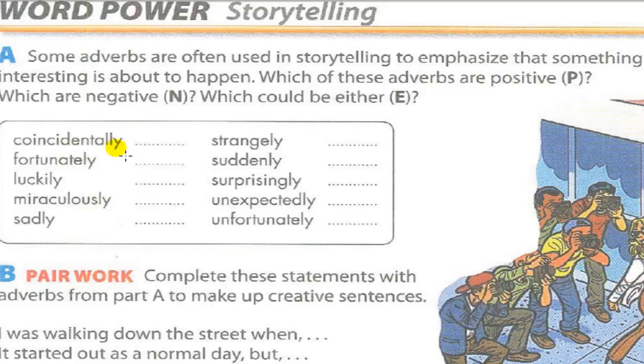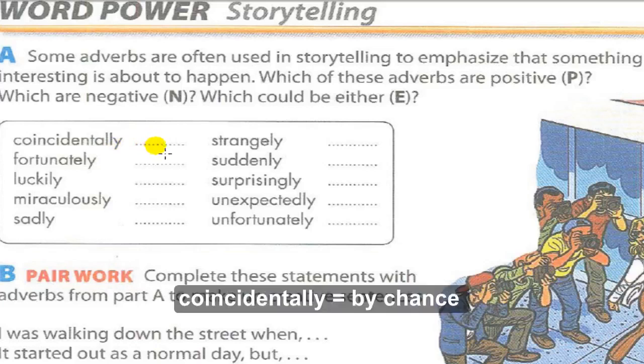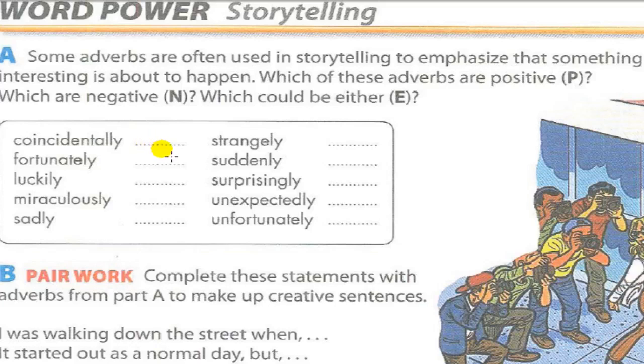Coincidentally, you have a coincidence. Coincidentally, this is E, neutral. Maybe this happened by chance, coincident by chance. It could be a good adjective, it could be a bad adjective, positive or negative. So this is E, neutral.